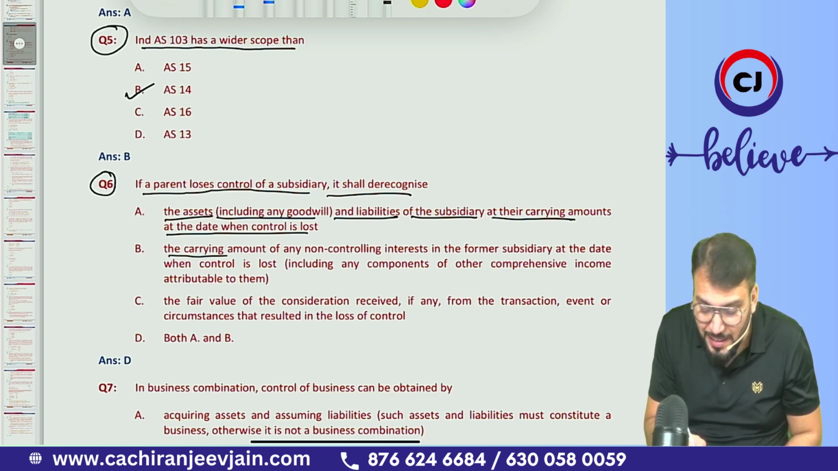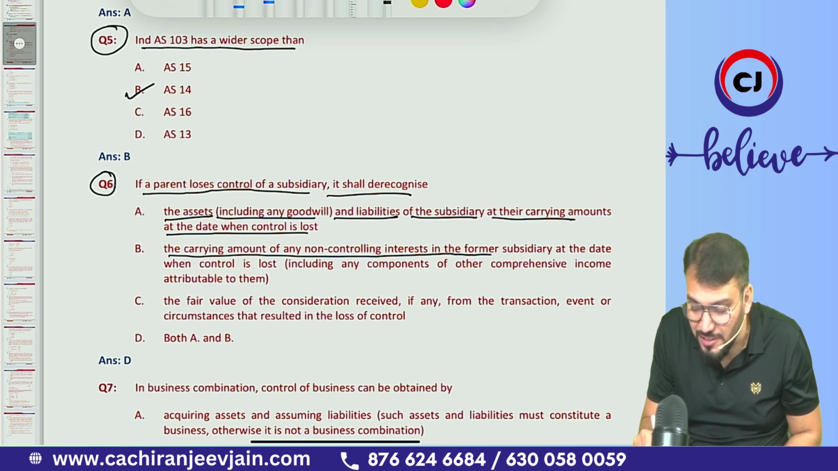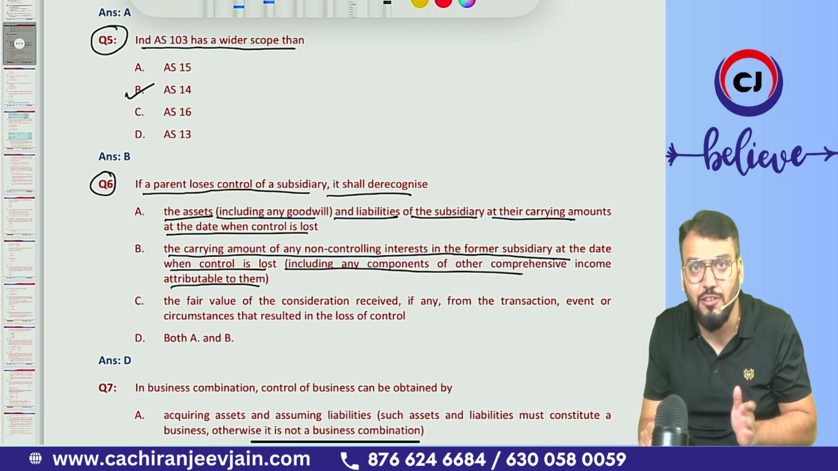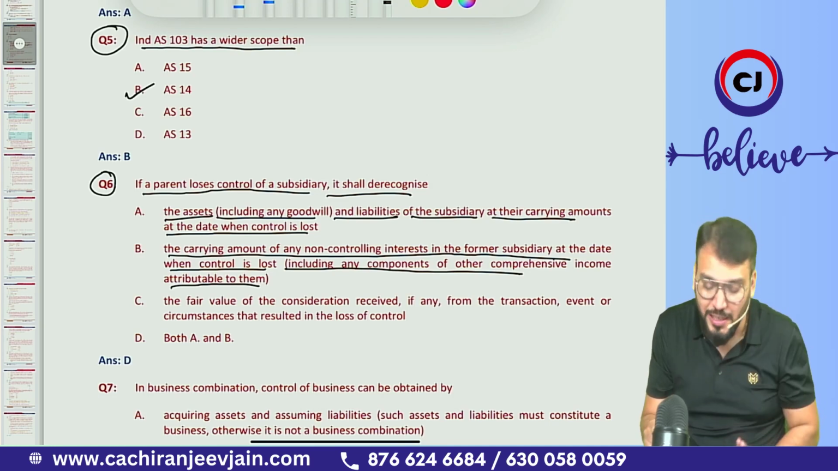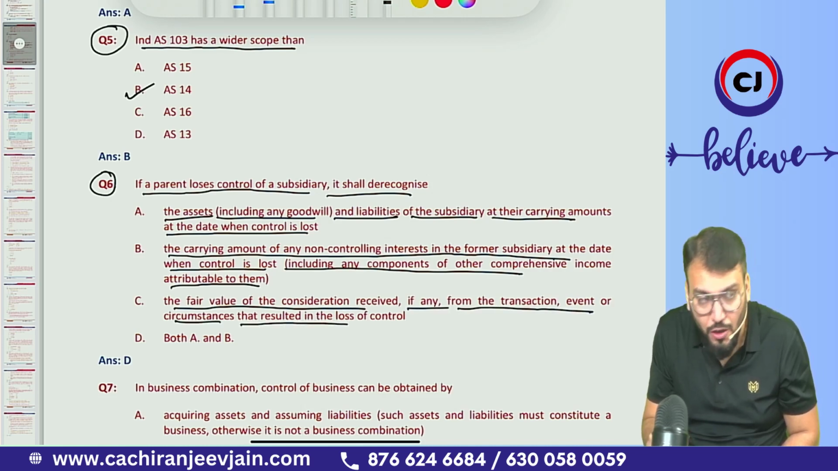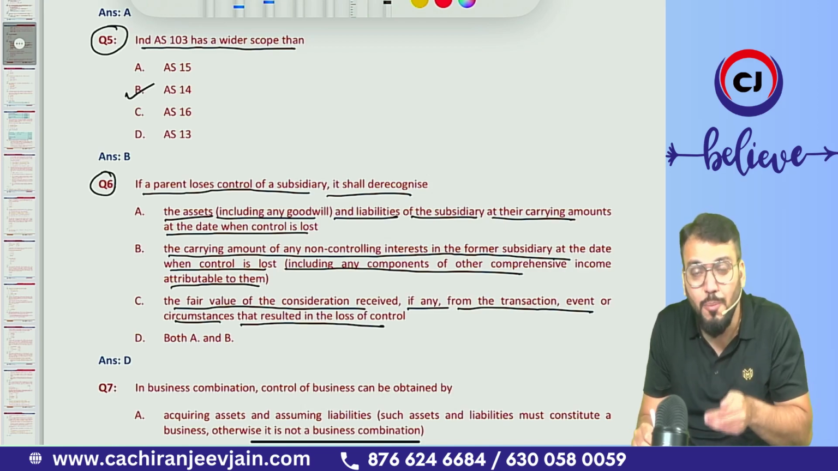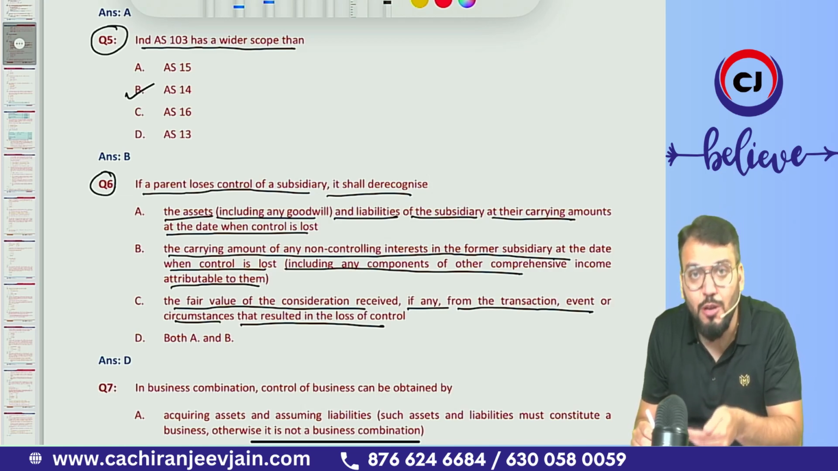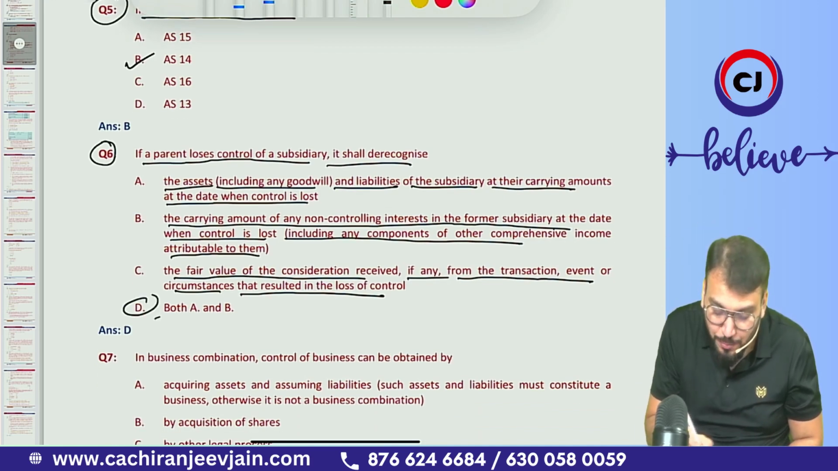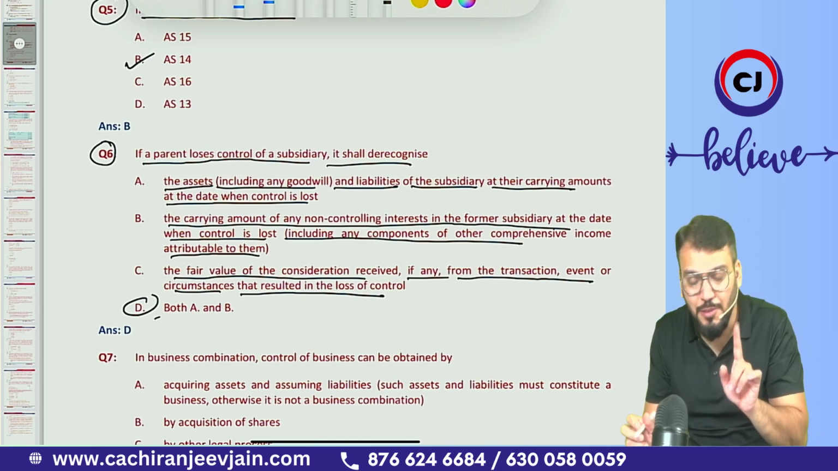Option number B, the carrying amount of any NCI in the former subsidiary at the date when the control is lost, including a component of OCI attributed to them. So of course NCI will also be de-recognized. So A is also correct, B is also correct. The fair value of consideration received, if any, from the transaction, event or circumstances that resulted in the loss of control. So of course fair value of consideration received is recognized, it is not de-recognized. So option number C is not correct. So option number D is correct, both A and B. Understood? Have you understood? Yes, sir.